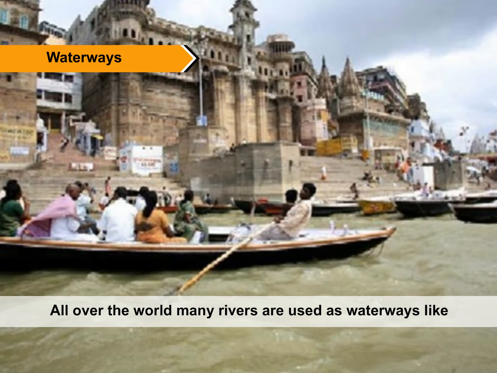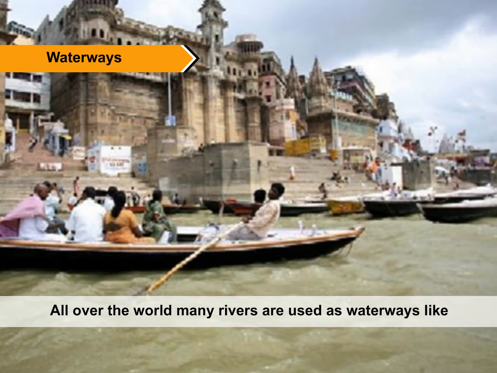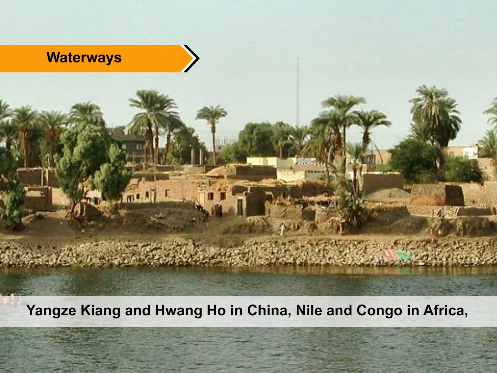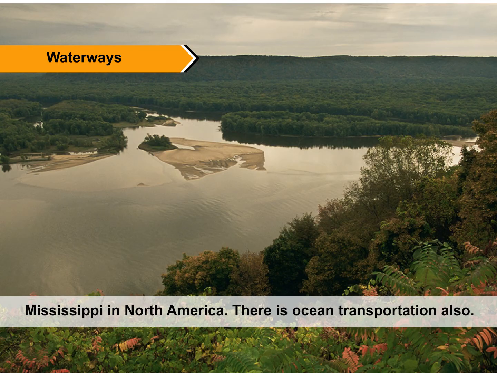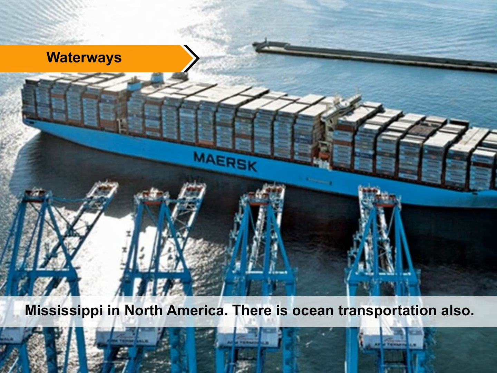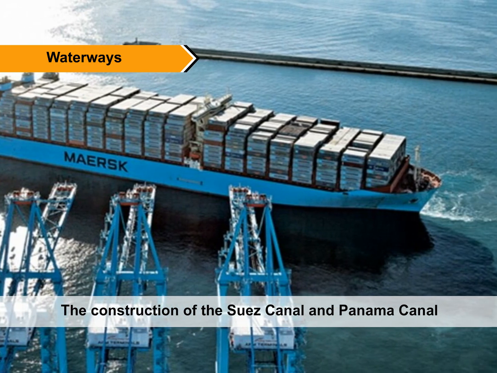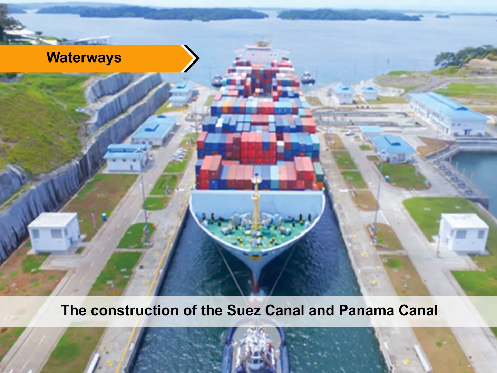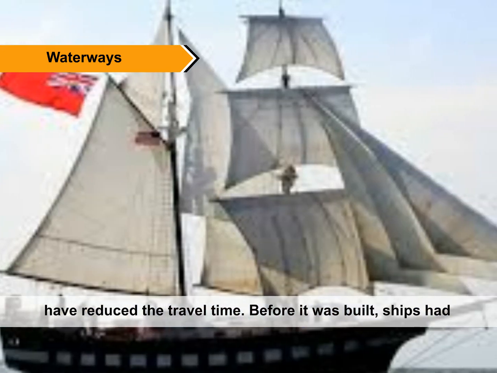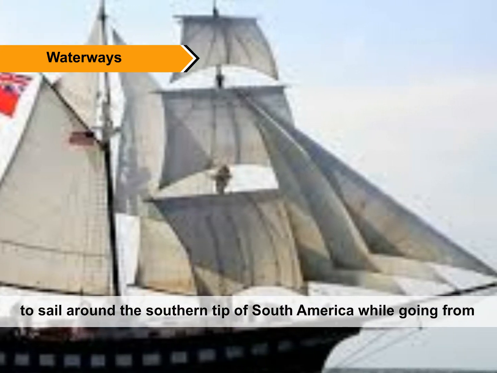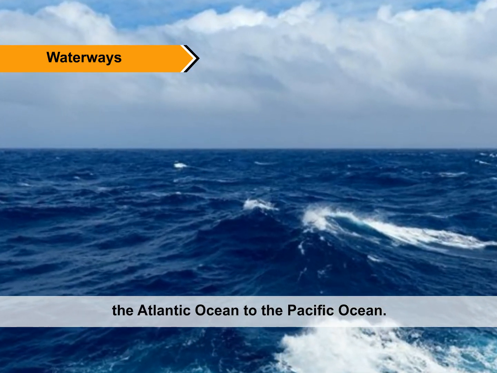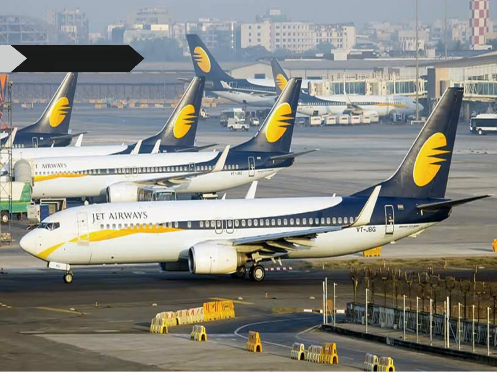All over the world, many rivers are used as waterways like Yangtze-Kiang and Huanghe in China, Nile and Congo in Africa, Mississippi in North America. There is ocean transportation also. The construction of the Suez Canal and Panama Canal have reduced the travel time. Before it was built, ships had to sail around the southern tip of South America while going from the Atlantic Ocean to the Pacific Ocean.